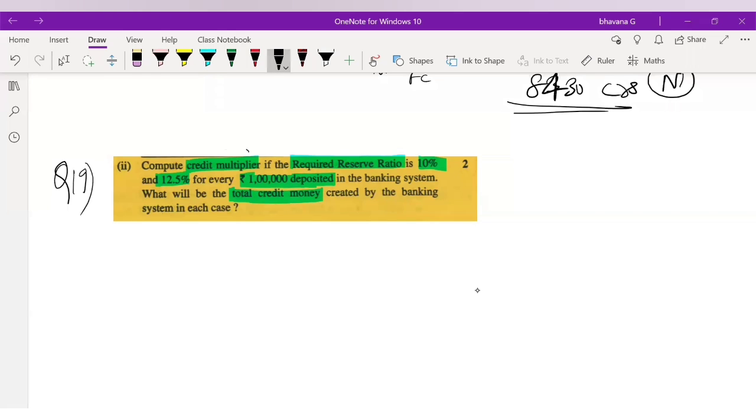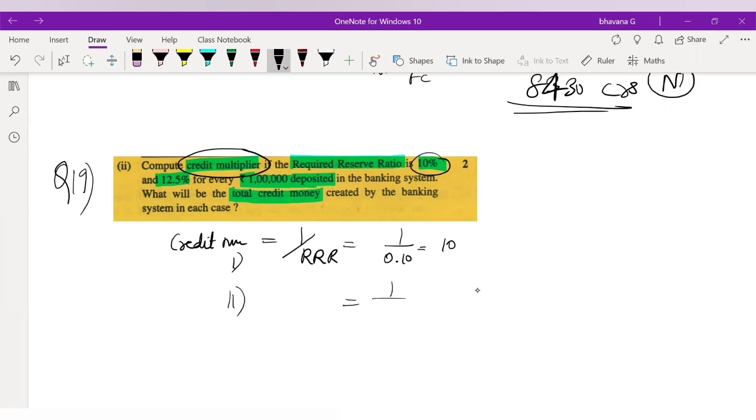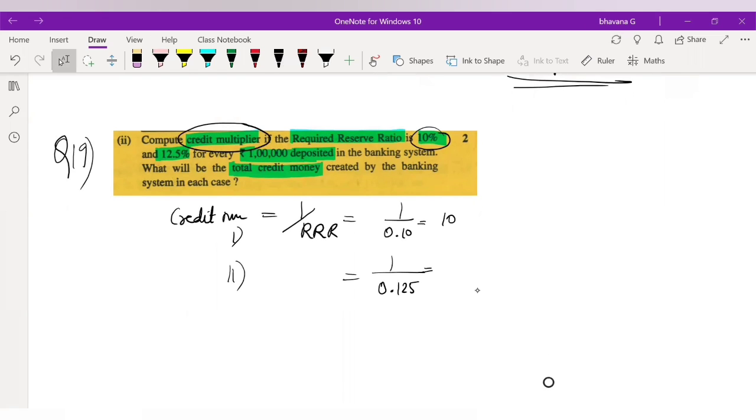First, they have told us to find out the credit multiplier. So what is the formula of credit multiplier? I already told you it is nothing but 1 divided by RRR. So here, since they have given you 10%, you have to convert it into decimal form, so it will be 0.10. It is going to be 10. This is the first case. In the second case, what is 1 divided by RRR? It is 1 by 12.5%, that is 0.125. So if you do this, you will get an answer of 8. So credit multiplier in the first case is 10, in the second case is 8. Here you have to write 10 times, 8 times.